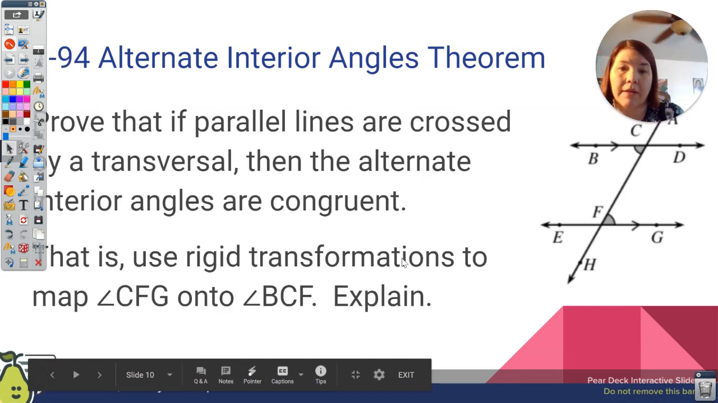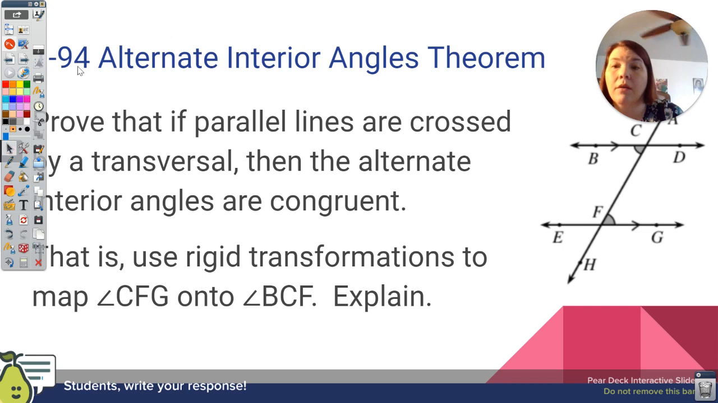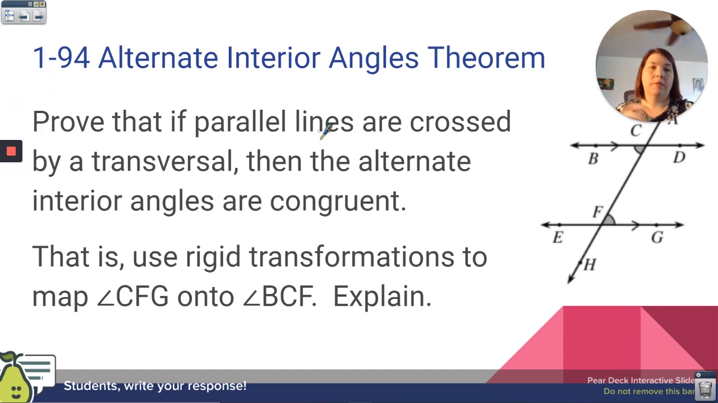Prove that if parallel lines are cut by a transversal, then the alternate interior angles are congruent, and they want us to use rigid motions. If we go back to what we learned in Math 1 with rigid motion transformations, I'm going to use my computer tools to help me. If I had patty paper, I would trace this on patty paper.